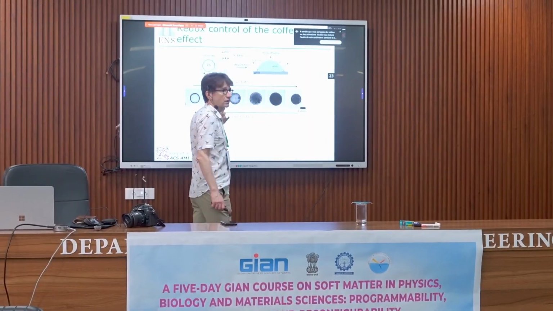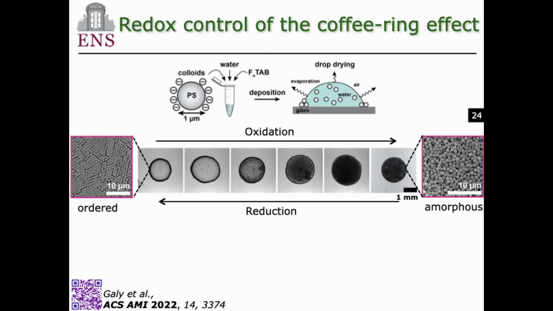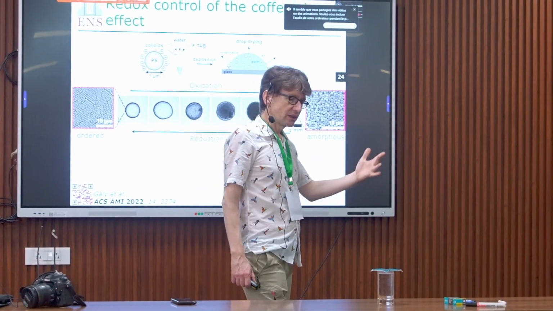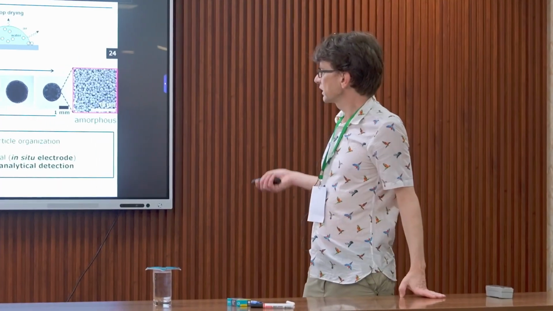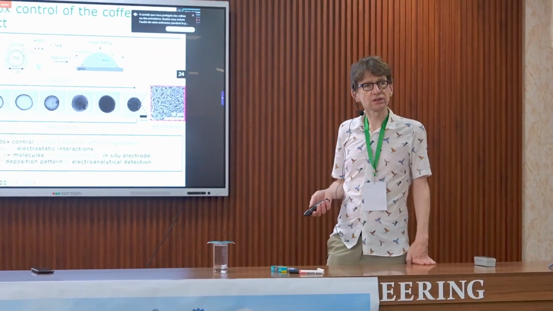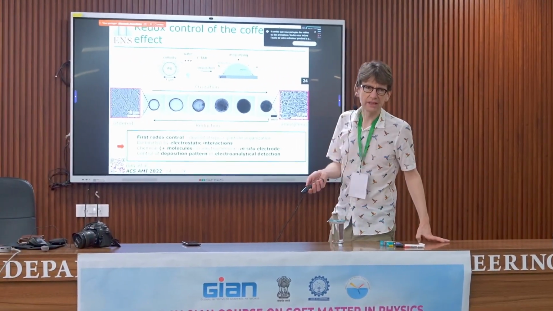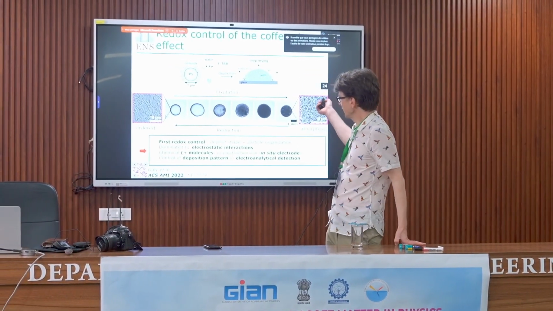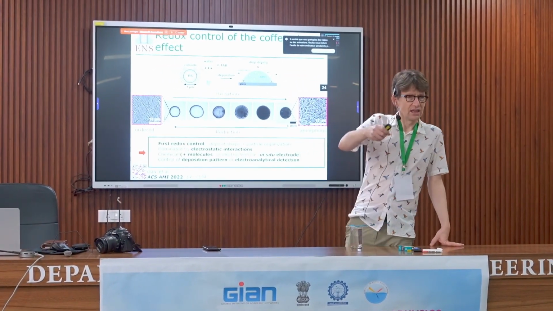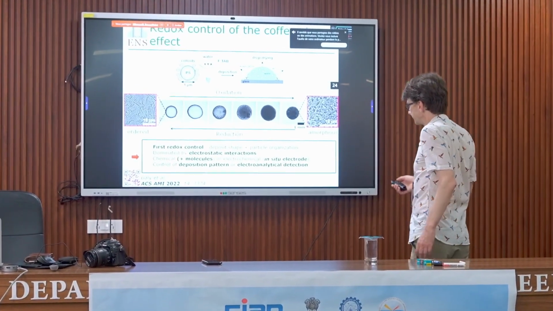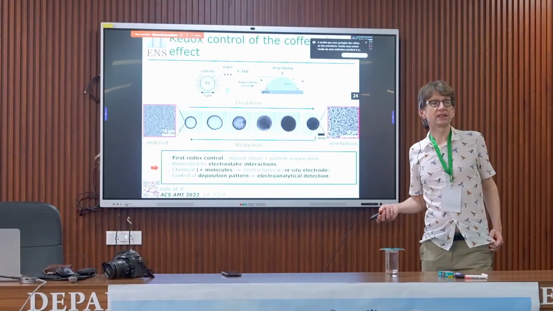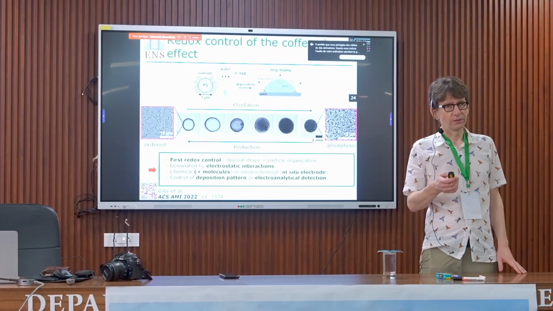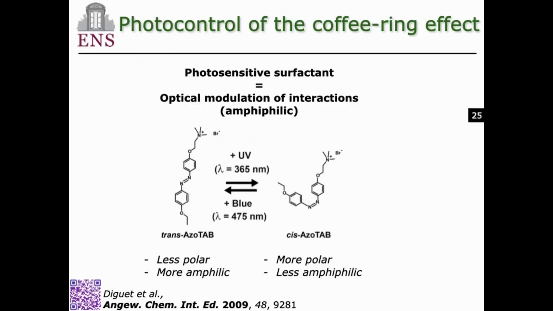And if you do the reduction, you have the opposite behavior. You have the ring, and you have the disk. And this shows that, again, you can modulate this pattern. And here is a redox reaction. Redox reaction is quite interesting because most biological reactions are redox. So you can use this, for example, to detect a state or something like that. And it shows also that in this case, it's dominated by the electrostatics rather than by the hydrophobic interactions.